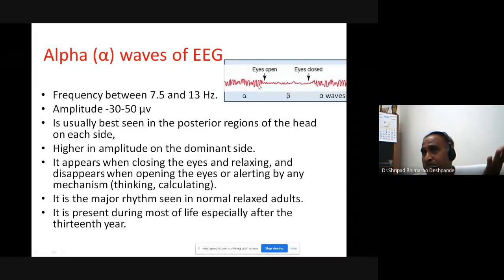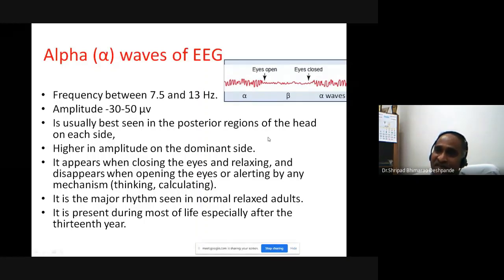That is slow waves. These are slow waves as compared to these. And the amplitude is larger, 30 to 50 microvolts. They are larger, and they are seen in the posterior occipital and some part of the parietal areas. They are best seen in the occipital and the parietal area. And there is a little higher amplitude on the dominant hemisphere, dominant side.